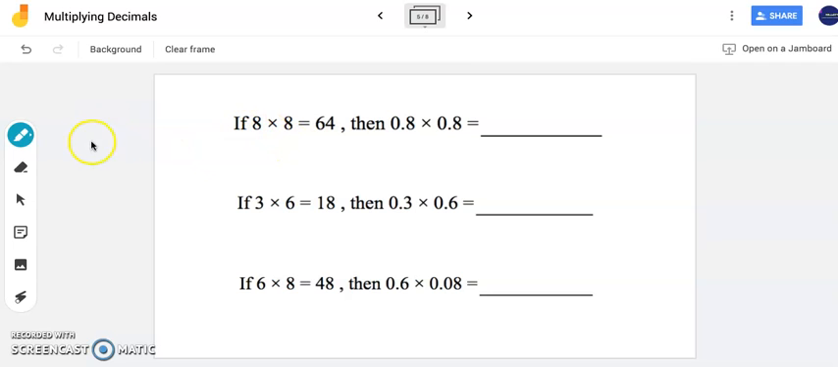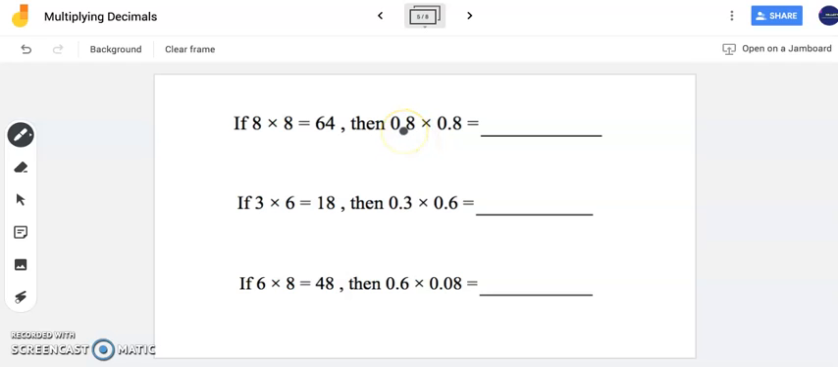Here we have 8 times 8 equals 64. So in this problem here, 8 times 8 is 64. Then 8/10 times 8/10 is going to be something. Now we do know that 8 times 8 is 64. And if you were to draw 8/10 in one direction, 8/10 in the other, you would get 64 hundredths. But let's prove how that 64 could help us here.